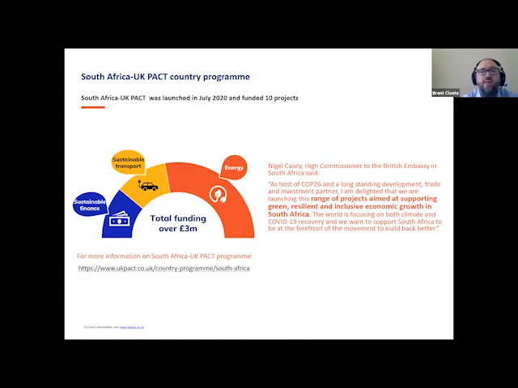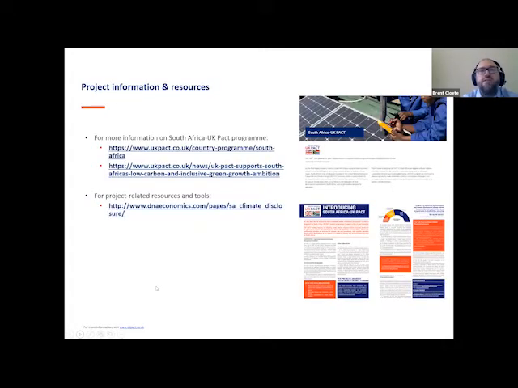There is a website where you can get all the information on UK PACT and on all the different country programs, and also the contact details for the program. So as I said, there are a number of sources. There are the UK PACT country program sources. There's also the UK PACT general information page that gives you all the information on what's happening in South Africa. And then, as part of this project, we also have a central web hub where we're uploading all our resources and information, and there are also links from there to the UK PACT project.